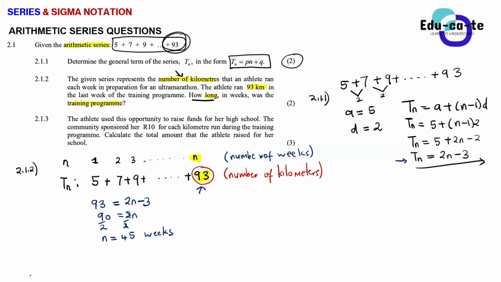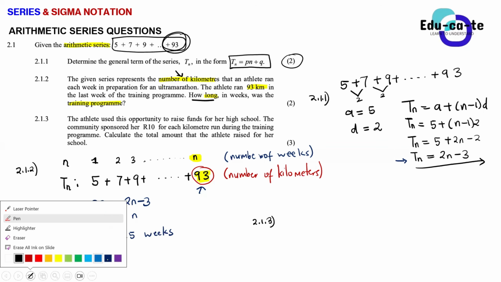Okay, let's see 2.1.3 now. When you go to 2.1. Okay, yes, Bandisile. So the formula says 2n minus 3. When you transpose the negative 3, isn't it, you add on the other side. Oh, you're going to add. Oh, it's fine. Do you notice that? Okay, you're going to add: 93 plus 3 will give you 96. Then you divide 96 by 2. What is 96 divided by 2?